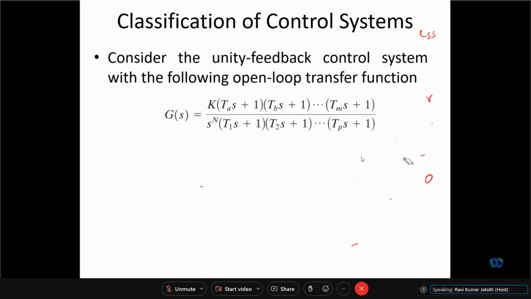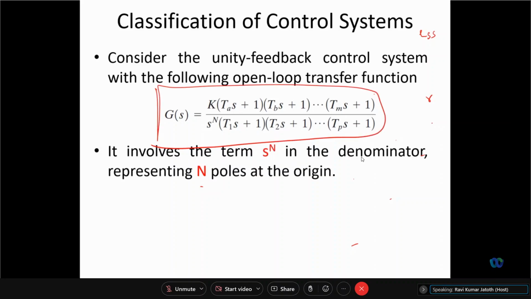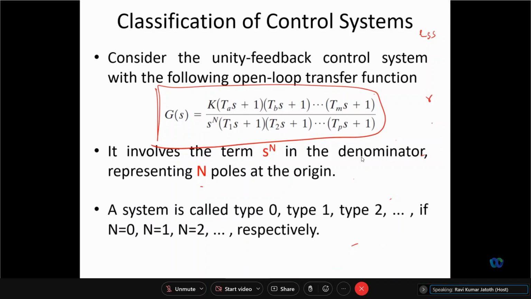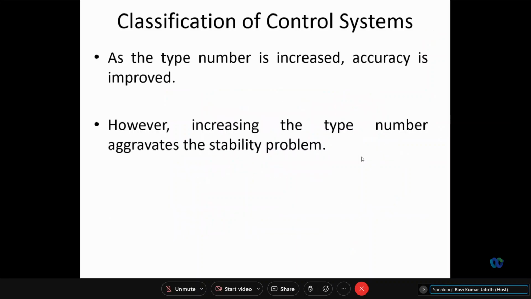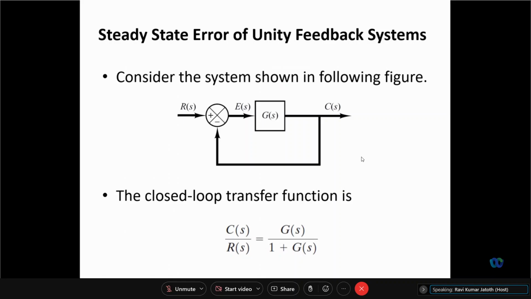So now if you have a transfer function, a generalization with s to the power n, you can write the response of a system like this. Generalized form, keep this in mind. It involves the term s to the power n in the denominator representing n poles at origin. So a system is called type 0, type 1 or type 2 if n is 0, 1 or 2. That is what we discussed. As the type number is increased, accuracy is improved. However, increase in the type number, how that is, we will try to see now.